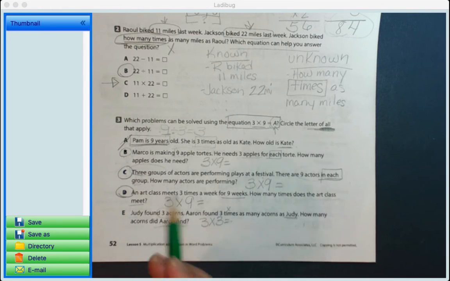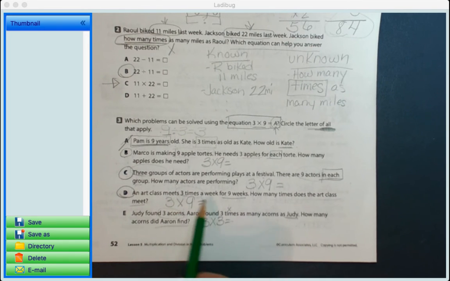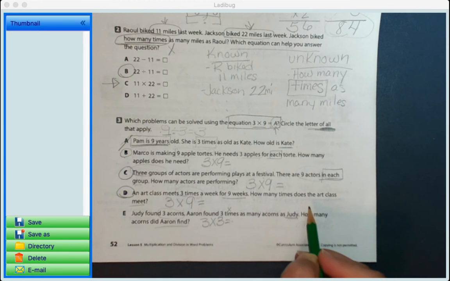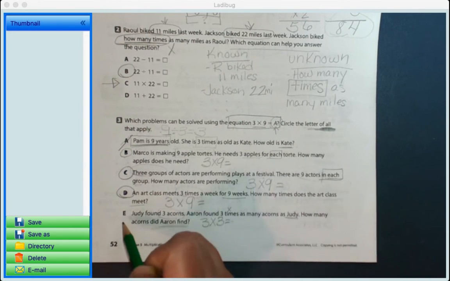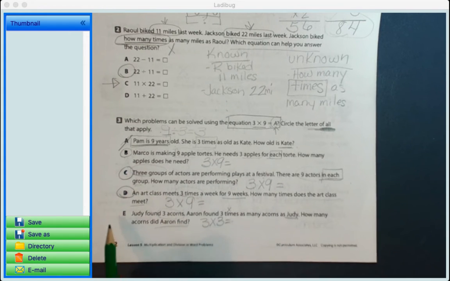Excuse me, we have 2 more. And our class meets 3 times a week for 9 weeks. Oh, there we go. 3 times a week for 9 weeks. How many times does the art class meet? Well, 3 times 9. So D is another answer. E, Judy found 3 acorns. Aaron found 3 times as many acorns as Judy. How many acorns did Aaron find?